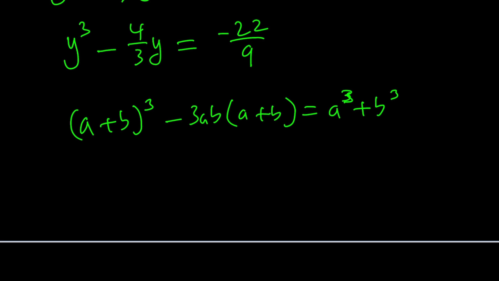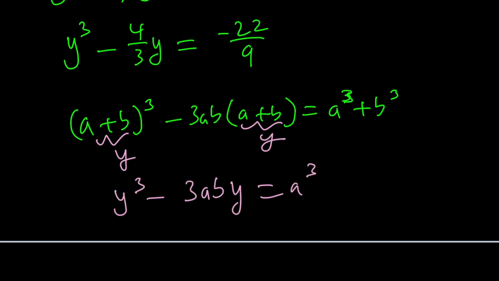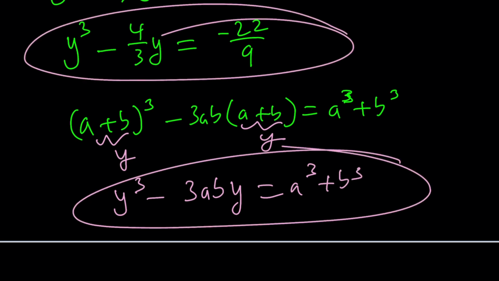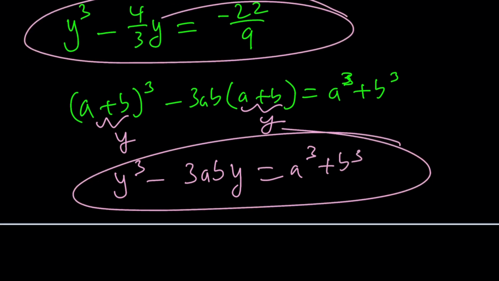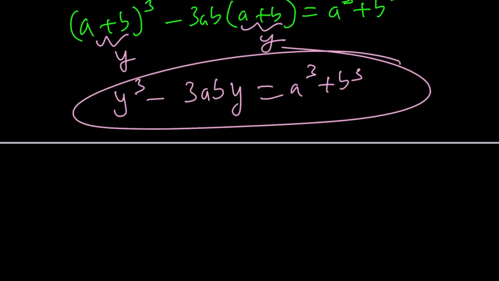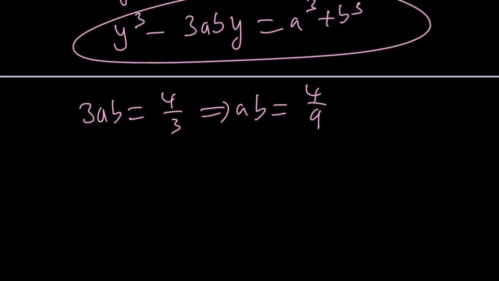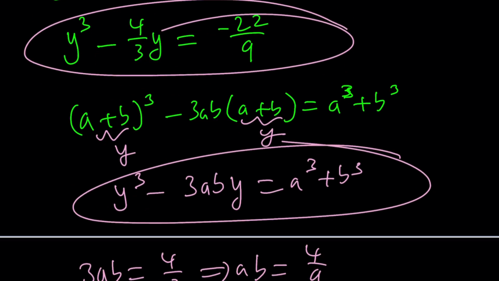Now, if you call this y, we're going to get our equation y cubed minus 3aby equals the constant. Now we're going to compare these two equations, and we realize the coefficient of y is negative 4/3, but that's the same thing as negative 3ab. So 3ab must be 4/3, which means ab must be 4/9. And then a cubed plus b cubed is supposed to equal that nice number, not so nice number, but let's just pretend it is negative 22/9.